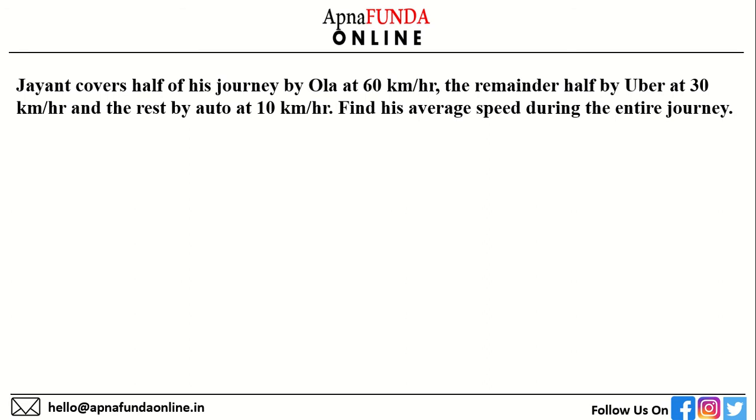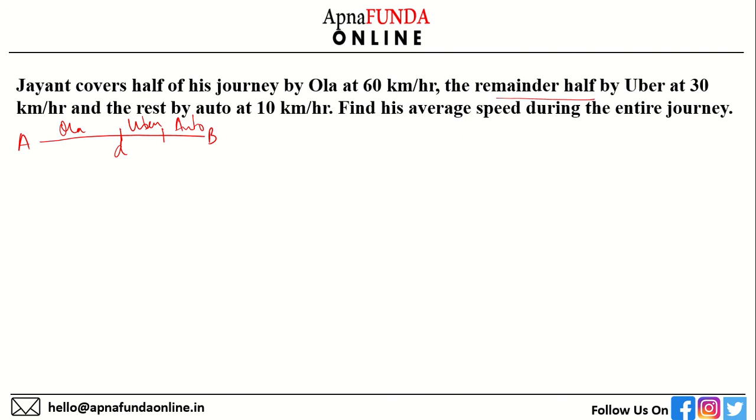Next question. Jayant covers half of his journey by Ola at 60 km an hour, the remainder half by Uber at 30 km an hour, and the rest by auto at 10 km per hour. Find his average speed during the entire journey. Interesting question. Let's solve this step by step. Let's say he is traveling from point A to point B. Let's say the distance between these 2 points is d kilometers. He is traveling half of this distance by Ola. The remainder half means half of half. So this distance he's traveling by Uber and the remainder by auto.